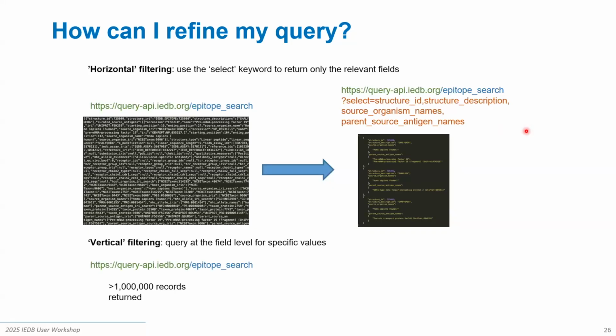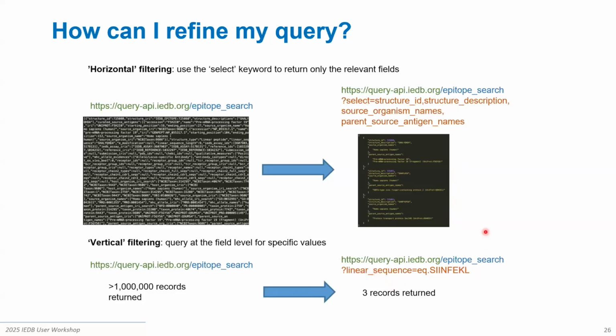And then we also have vertical filtering, which is similar to the filters we use on the website, where you would select what fields you want to search parameters within. In this example, you can see we're searching for this linear sequence within the linear sequence fields.